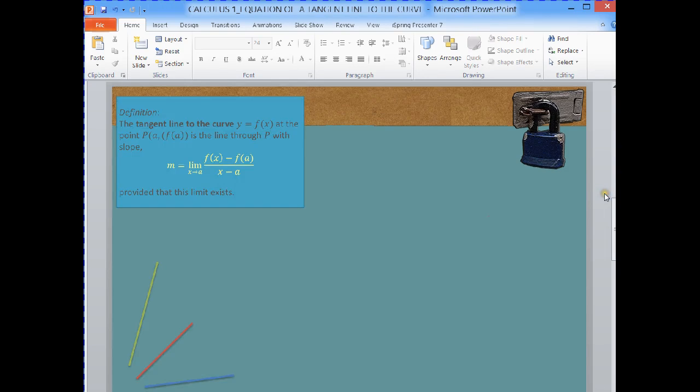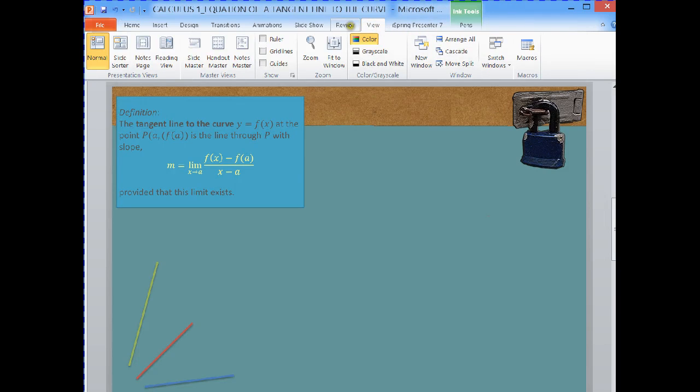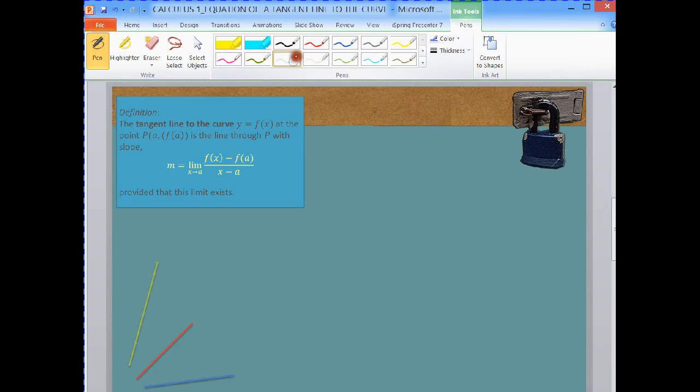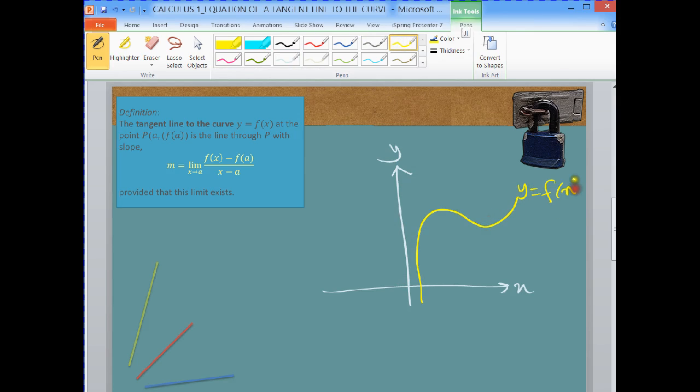Okay, let me explain it first. Let's say I have a curve. Let me sketch the curve. So this is my x-axis and this is my y-axis, and the curve looks something like this, and I name this curve y = f(x). And on this curve I have a point P here, let's say here, that touches the curve.